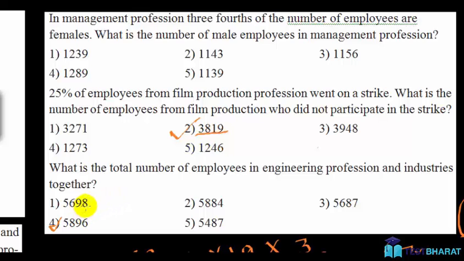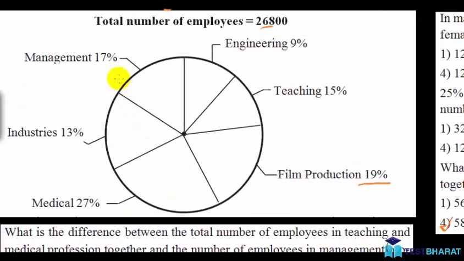Let's move to the next question. What is the total number of employees in engineering profession and industries together? Engineering plus industries. So here it is, 9% in engineering and 13% in industries. So the total of 13 plus 9 is 22. We need not first calculate 13% of this and then 9%, then add. We can simply first add it and then find out. That will save some time.